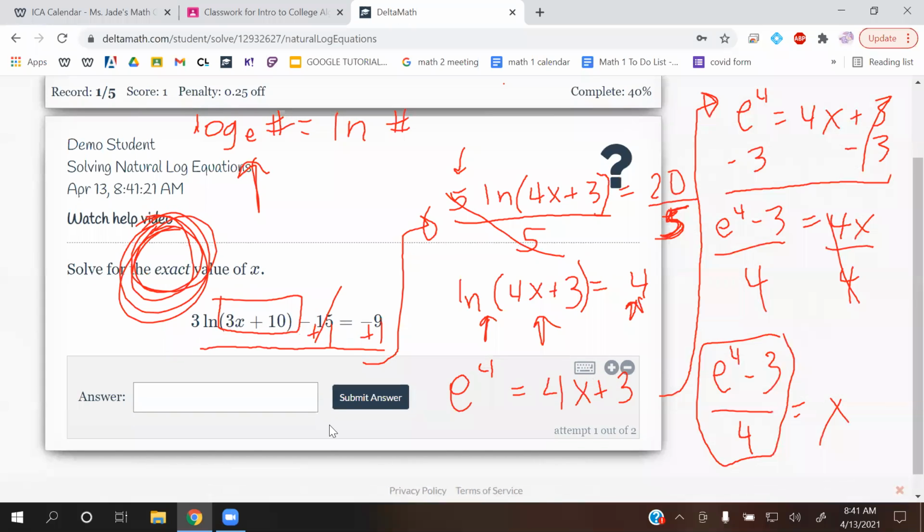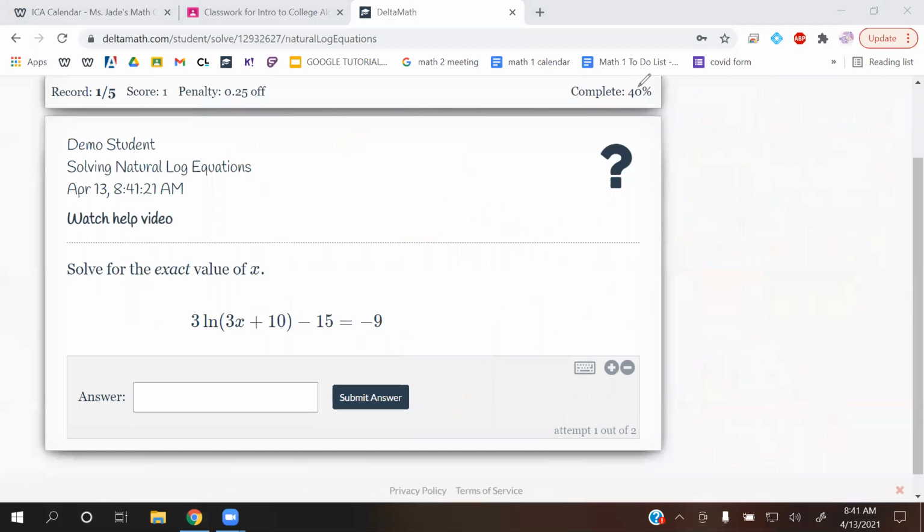Okay, let me get rid of all of these old annotations. So remember, we have to get our ln by itself. Let me box that out so that we know that this is what we want by itself. In order to get that ln, the natural log, by itself, I'm going to add 15 to both sides. So that's what we're going to start off with. Add 15 to both sides.